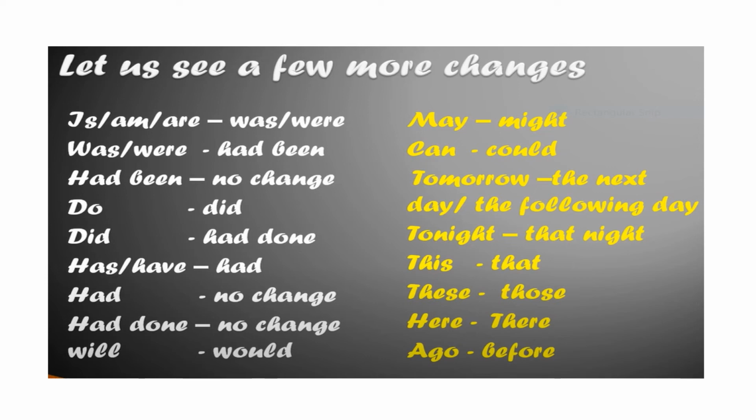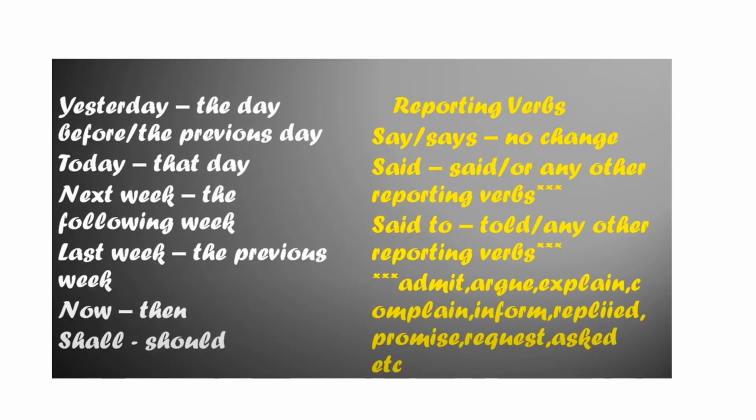Will becomes would. May becomes might. Can becomes could. Tomorrow becomes the next day or the following day. Tonight becomes that night. This becomes that. These becomes those. Here becomes there, and ago becomes before. Yesterday becomes the day before or the previous day. Today becomes that day. Next week becomes the following week. Last week becomes the previous week. Now becomes then. Shall becomes should.